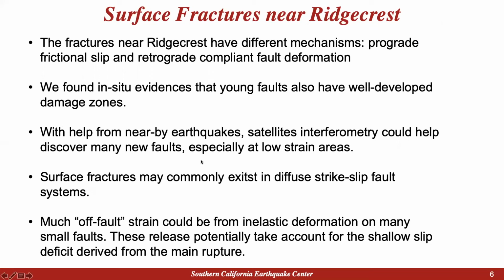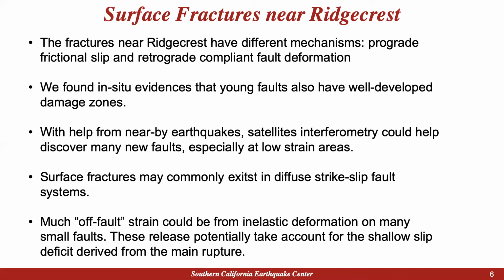With the help from nearby earthquakes, satellite interferometry could help discover many new faults, especially in low strain areas. Compared to the faults near Landers and Hector Mine, these faults we found are essentially very young. The damage zone widths are a couple of hundred meters compared to 1 to 2 kilometers near Landers and Hector Mine. This is also good evidence that young faults also have well-developed damage zones. Also, these types of surface fractures may commonly exist in diffuse strike-slip fault systems like the Eastern California Shear Zone.